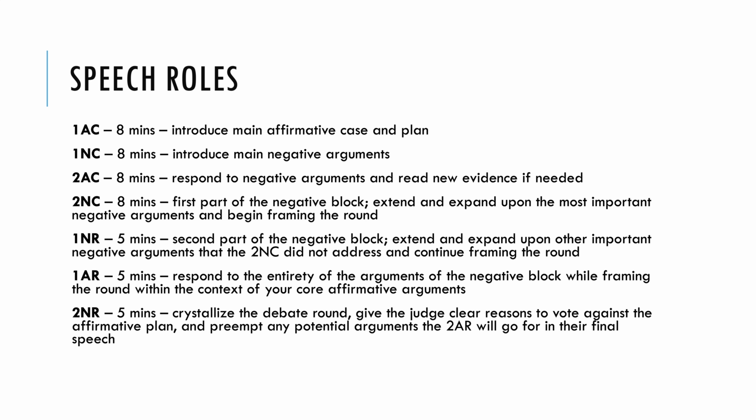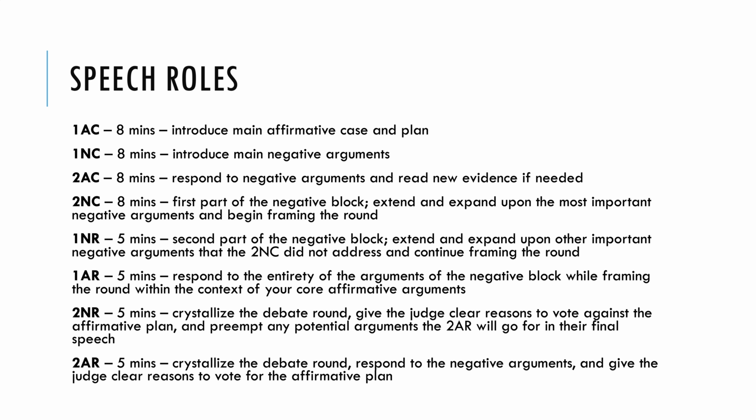The 2NR then tries to crystallize the debate round and give the judge clear reasons to vote against the affirmative plan and preempt any potential arguments that the last affirmative speaker will go for in their final speech. That's part of what makes the 2NR such a difficult speech, is they're trying to preempt what they think the 2AR is going to try to go for. Big part of strategy. And then finally, the 2AR.